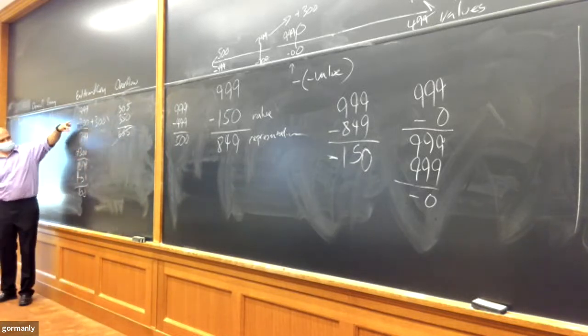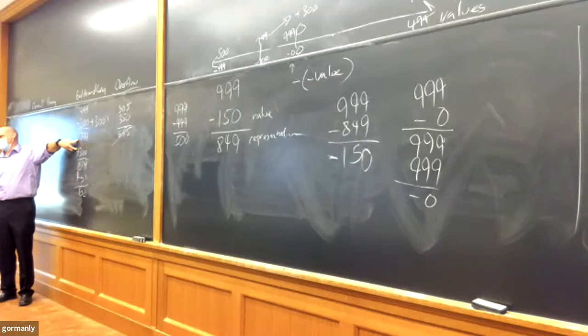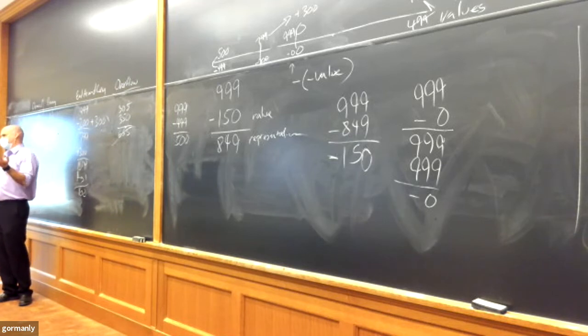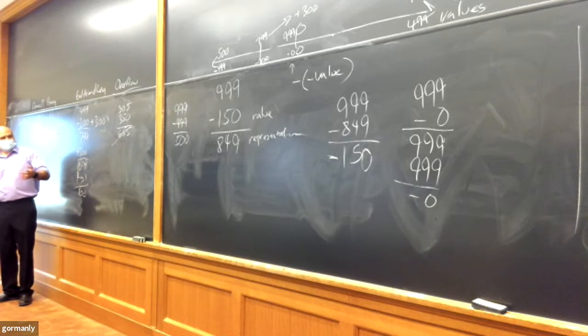Notice here that the signs were different. I had a negative and a positive. I can't overflow a negative and a positive. That's impossible. If I have two numbers, and one's negative, one's positive, it is not possible for me to overflow. So therefore, I know my answer must be legit and I have to deal with it.